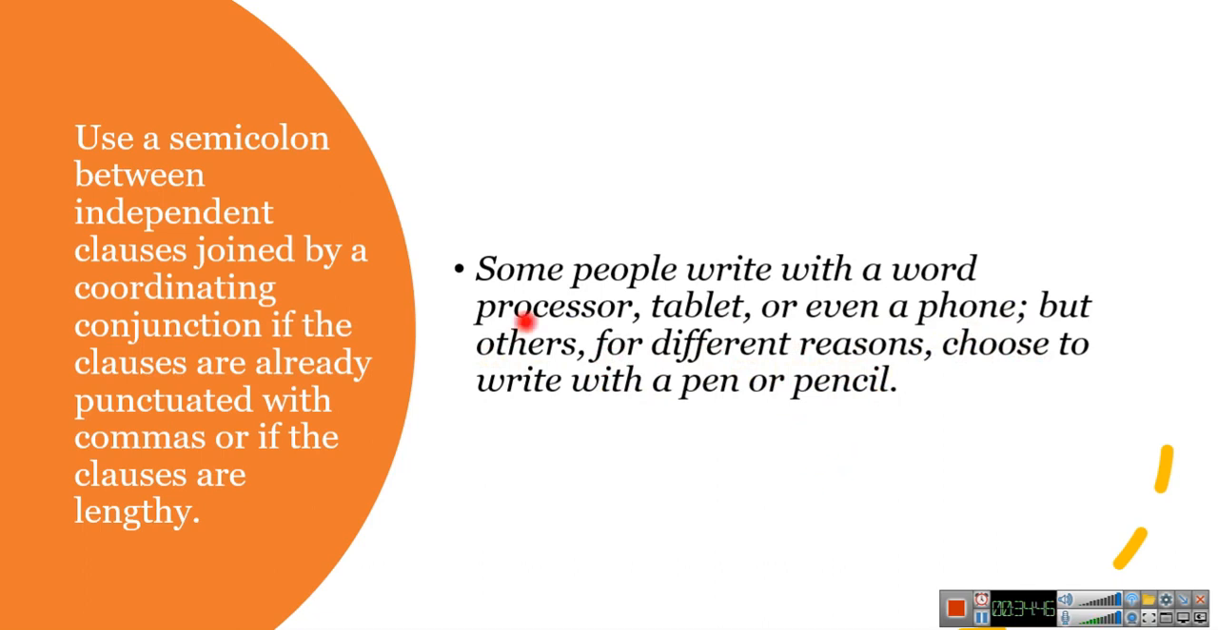So what do we have here? We have two independent clauses. The first one is: some people write with a word processor. All right. Where's our second one? Others, but others. Notice how we start with a conjunction. So because we're starting with a conjunction, we need to use a semicolon. But this is not always. Not any conjunction allows us to use a semicolon. Why do we know that we have to use a semicolon in this particular case?